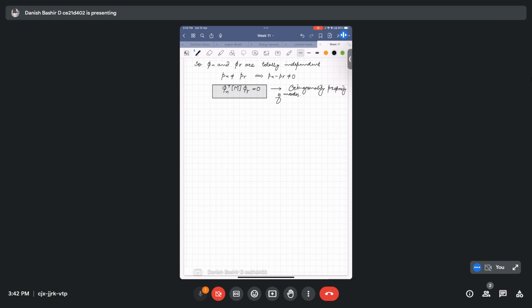We can also prove that phi n transpose k phi r is equal to 0. We have to follow the same formulation. We can also prove that phi n transpose k phi r is equal to 0. Okay, orthogonality of natural modes. So this was the thing.